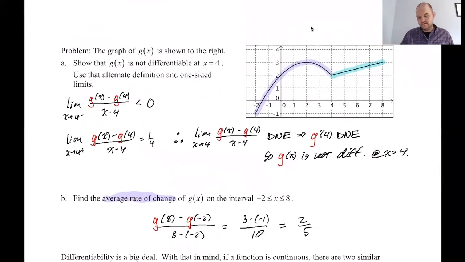There's a place where it's not differentiable in the middle. So that's going to be interesting for us.